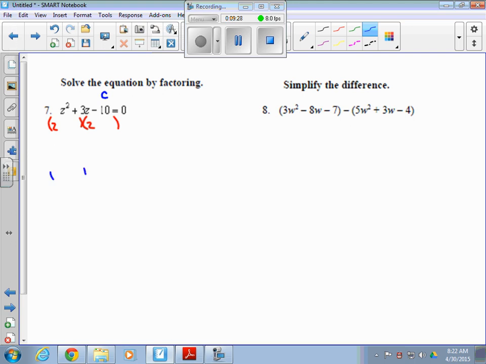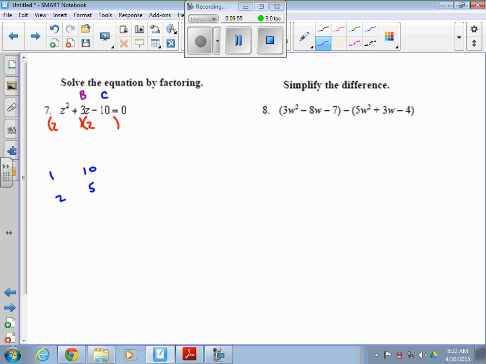1 multiplies by 10 to give you 10. And 2 multiplies by 5 to give you 10. 3 doesn't multiply by anything, neither does 4, and then you're back to the number 5. So those are your only pairs of factors of 10. Once you have those pairs, look at your b value, 3. Which one of those pairs, 1 and 10 or 2 and 5, will get you to the number 3?